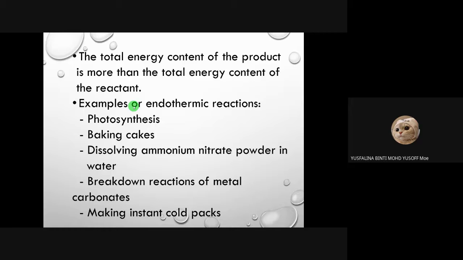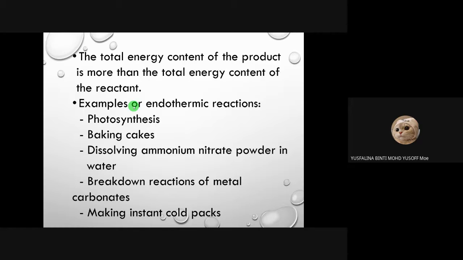All right, so an example of an endothermic reaction is photosynthesis. Photosynthesis absorbs light energy. The light energy is a form of heat energy, so it absorbs the heat. That's why it's endothermic.